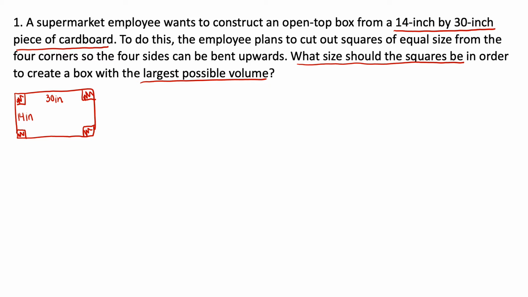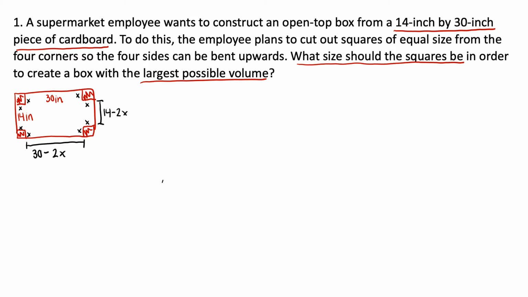So we need to come up with a way to measure the squares, and then we need to create a volume equation. Because these are going to be squares, the length and the width of each of them is going to be the same, but we don't know what it is. So let's go ahead and label these squares as x by x squares. When we do that and we fold up to create our box, that makes this new side of our box 30 inches minus 2x, and this new side of our box 14 inches minus 2x.